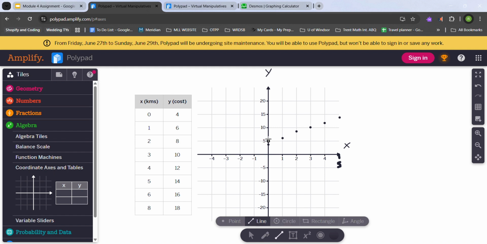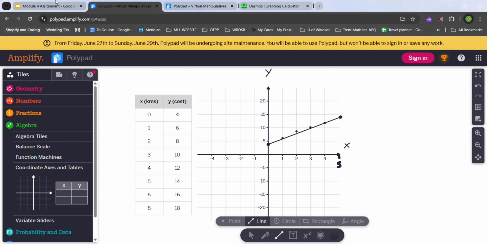I can then take the straight line and graph all my points, and some of them aren't exactly on the straight line, but I'm human and I'm not perfect, and sometimes that happens, and we can tell that this relationship would be a straight line or a linear relationship.